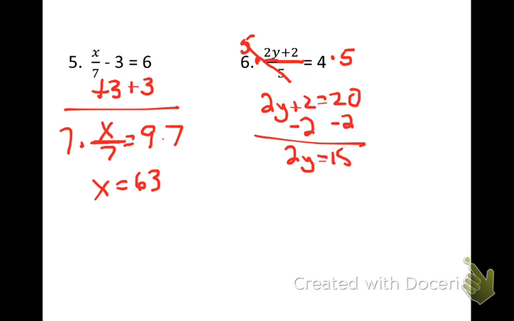2y equals 18. Divide by 2, y equals 9. So again, we are showing our steps, even though some of you can get your answer faster without showing steps. We are showing steps so I make sure everybody understands.